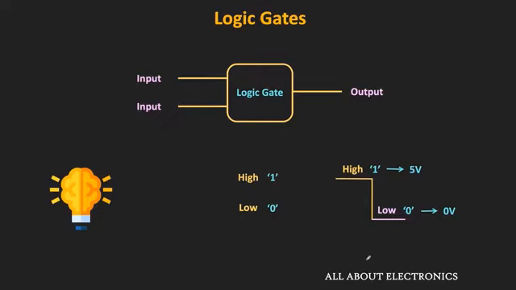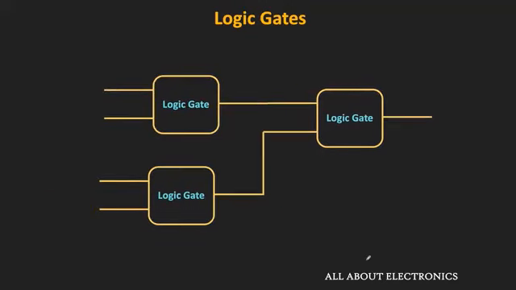And since these electronic gates can make logical decisions, these gates are known as the logic gates. Now when we interconnect or cascade these logic gates, it is possible to perform various logical operations. And using these logic gates, it is even possible to build a processor. So now let us understand these logic gates.